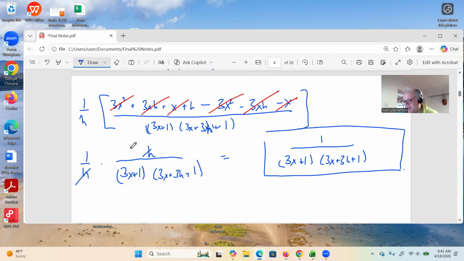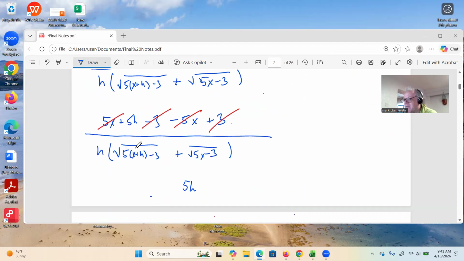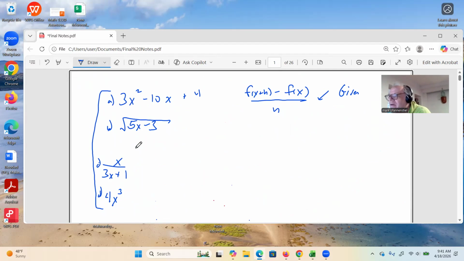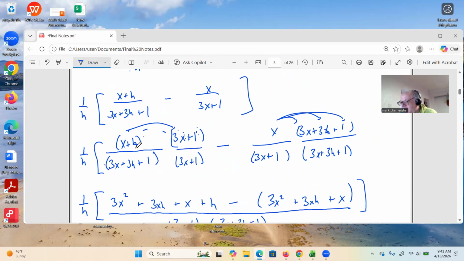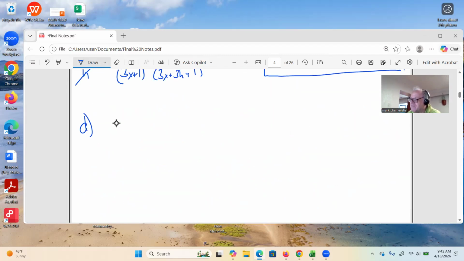And then we're ready to work on the next one. That was part C, I believe. Part D. Okay, let's double check what the problem is. Problem D. This was 4x cubed. So we're going to figure out the difference quotient for 4x cubed.